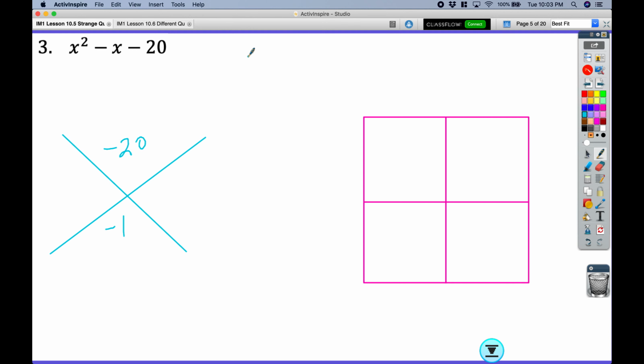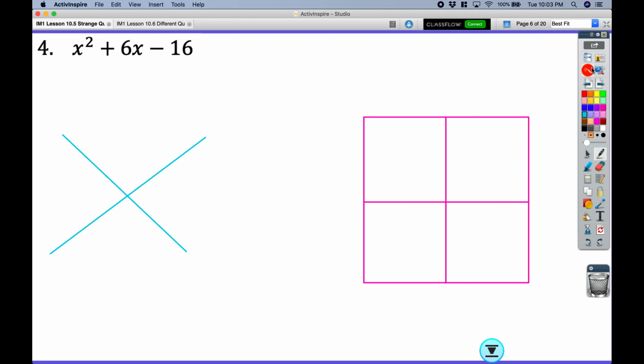Now really quickly guys, I know that when they multiply to a negative 20, one's positive and one's negative. And I know when I add the two values together, that I end up with a negative value, so I know the bigger one's negative. So if I have like negative 20 and positive 1, negative 10, positive 2, so on and so forth, you'll see negative 5, positive 4, and you're like, oh, when I add these together, that is what is going to give me negative 1. So then my two factors here would be x minus 5 and x plus 4.